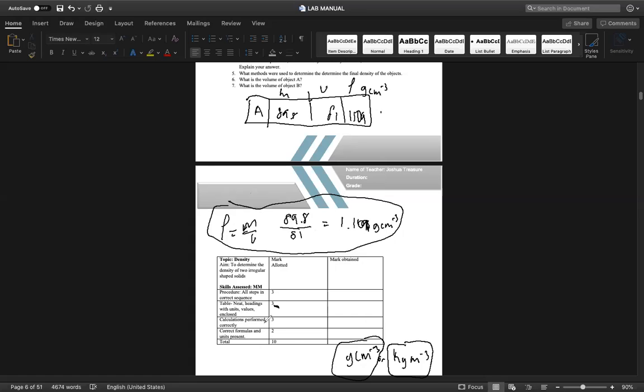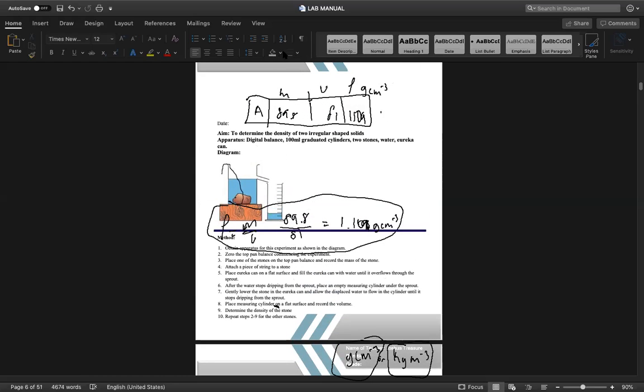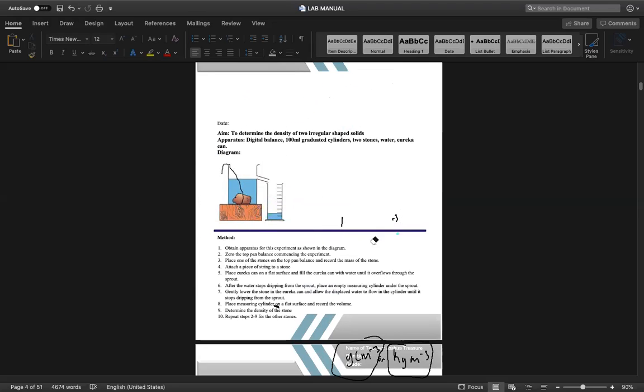Now, the moderator requires you to have certain things, for example, your conclusion, right? You want to ensure that you go back and make sure your conclusion matches up to your aim. Now, to determine the density of two irregular shaped solids, your conclusion should say something like: the density of object A is this, and the density of object B is this. That's your conclusion mark.